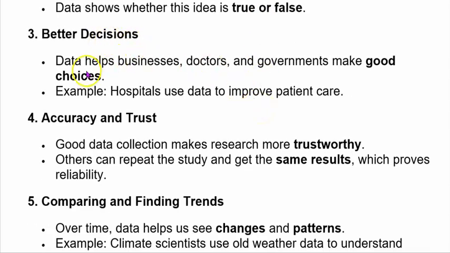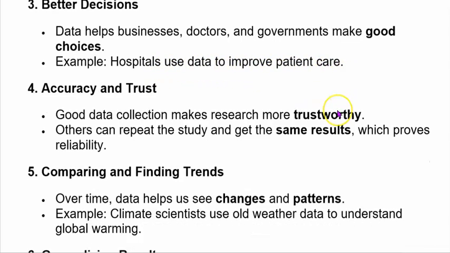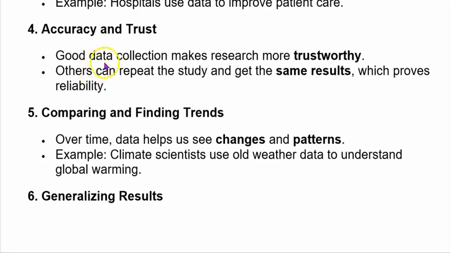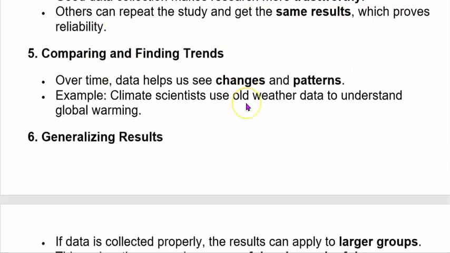Better decisions. Data helps businesses, doctors and governments make good choices. Example: hospitals use data to improve patient care. Accuracy and trust. Good data collection makes research more trustworthy. Others can repeat the study and get the same results, which proves reliability.